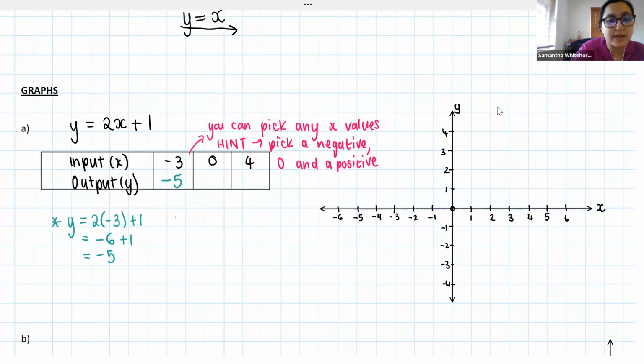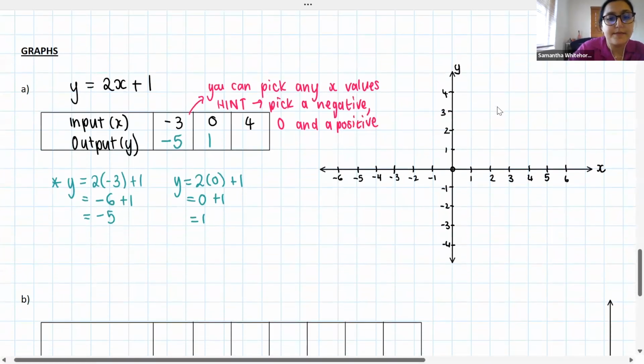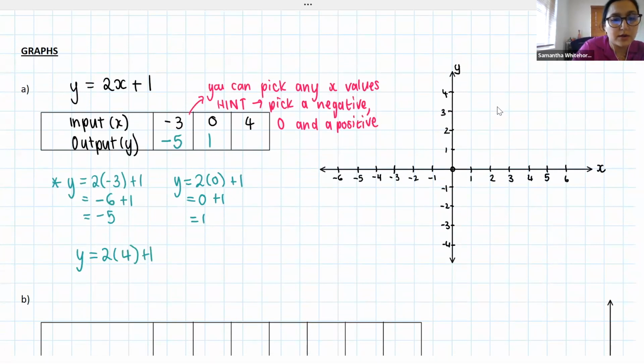We'll do exactly the same thing with 0. So y is equal to 2 times 0 plus 1. We know 2 times 0 is 0, and 0 plus 1 is 1. So that's our second output. And then when we get to the third, we will have y is equal to 2 times 4 plus 1, which is 8 plus 1, which gives us 9. And so that's our next output.